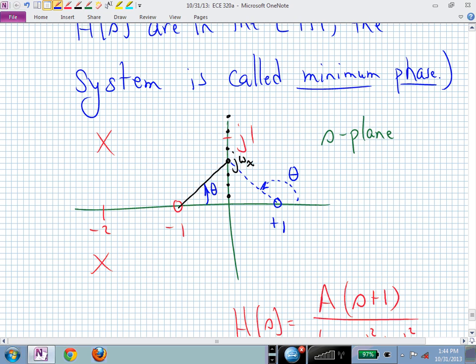Where were we? Bode plotting. Is it sort of clear what you can do with this S-domain picture of poles and zeros? It's very powerful. It gives you a good visual and a good understanding.